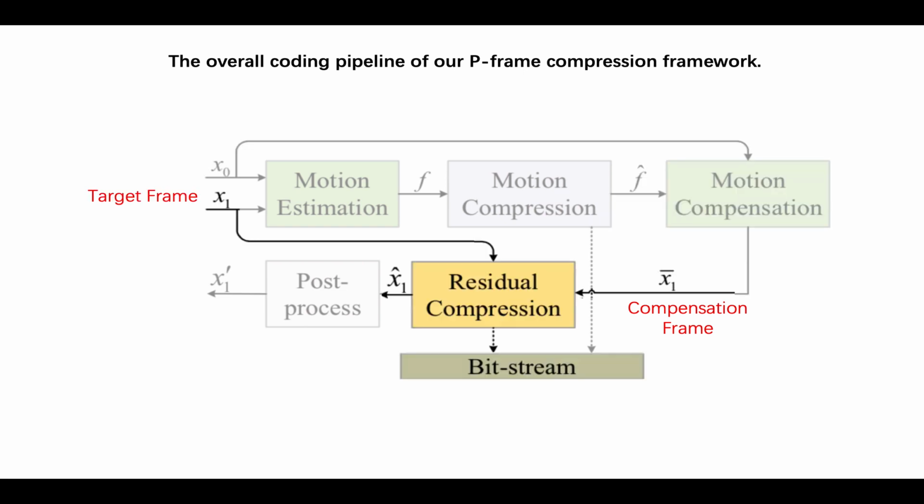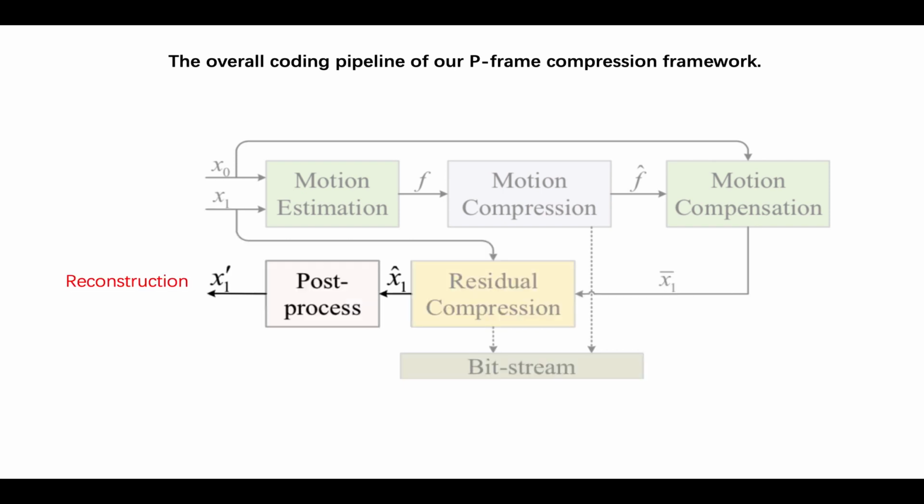Later, given the compensation frame, the residual compression network aims to capture the remaining spatial redundancy in the target frame. Following recent works for learned image compression, we implement an autoencoder-based network with hierarchical priors to compress residual information. The corresponding bit stream is also transmitted to the decoder side. Finally, a post-processing module is employed for quality enhancement to get the reconstruction. We use the grouped residual dense network as our post-processing module.